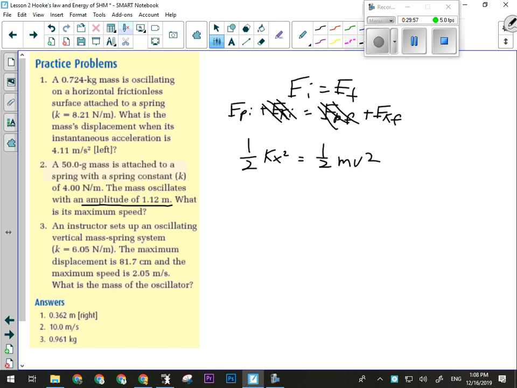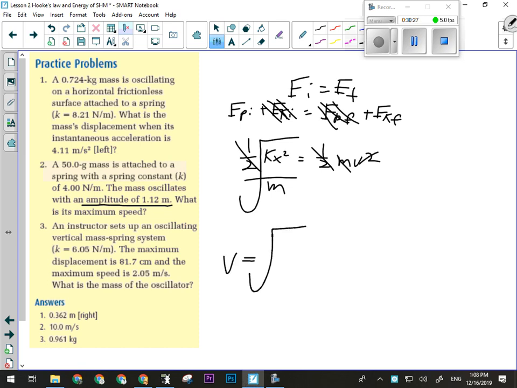The maximum potential equals the maximum kinetic. And that's the base of all conservation of energy questions. The mechanical energy never changes. So I'm trying to solve for its maximum speed. So I'm looking for V. What do I have to do with the half and the m? Or I could just divide both sides by half of m. What happened to the halves? What else do I have to do? Square root.